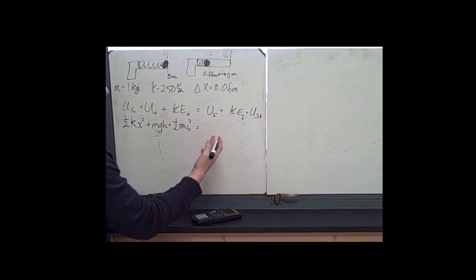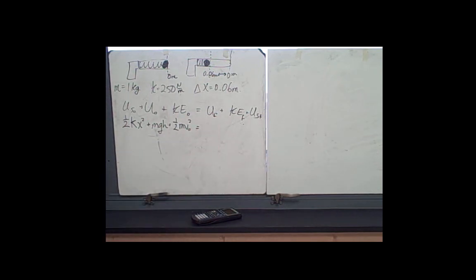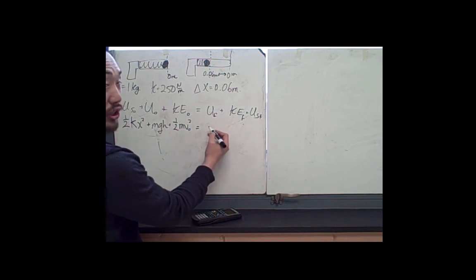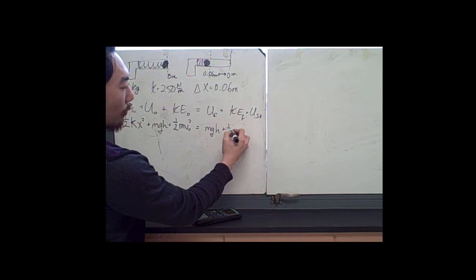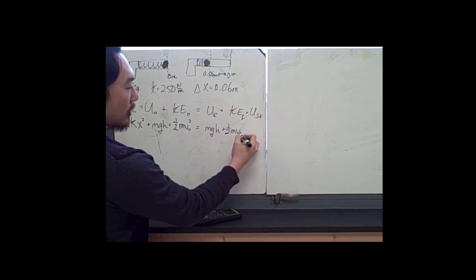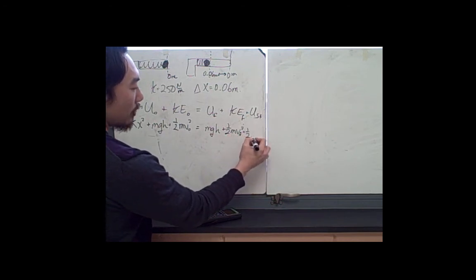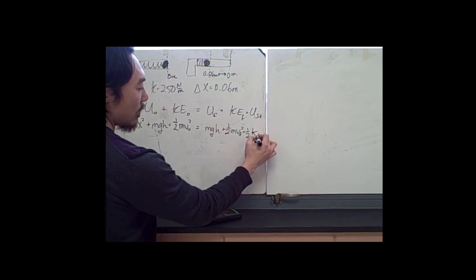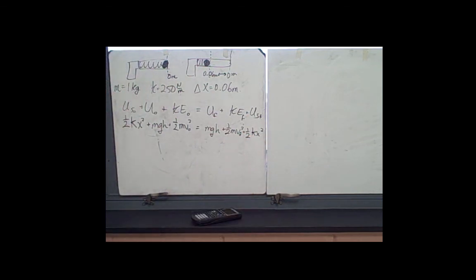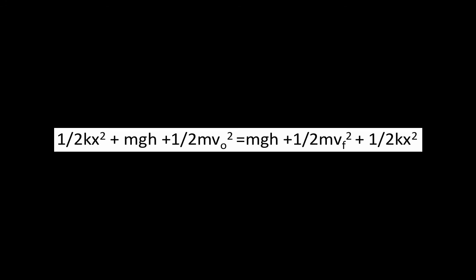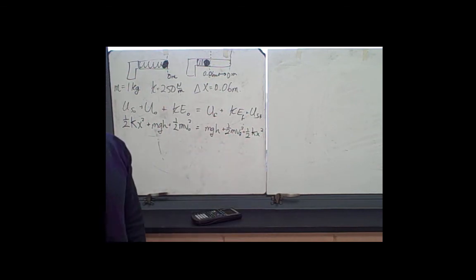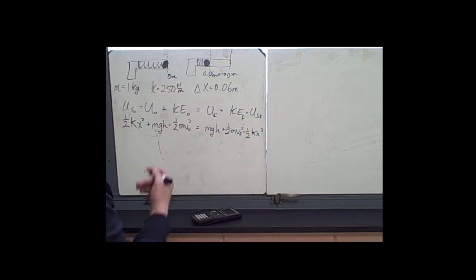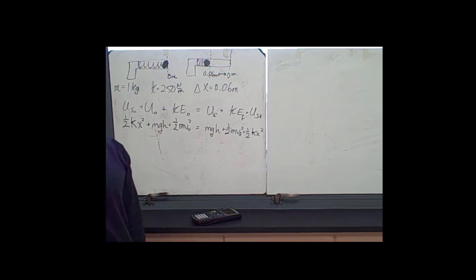U sub F is the potential energy final, which is mgh, plus kinetic energy, 1/2 m v_f squared, plus 1/2 kx squared. Now all of this on the right-hand side will be the final, and everything on the left will be initial. So let's plug in the variables that we know.